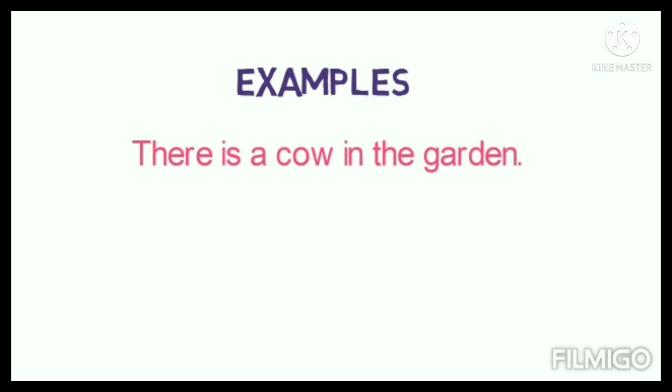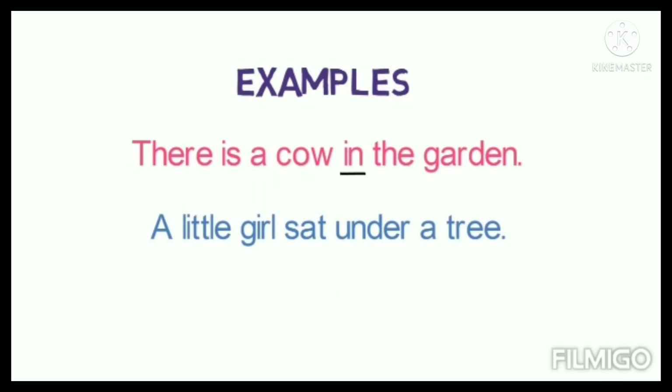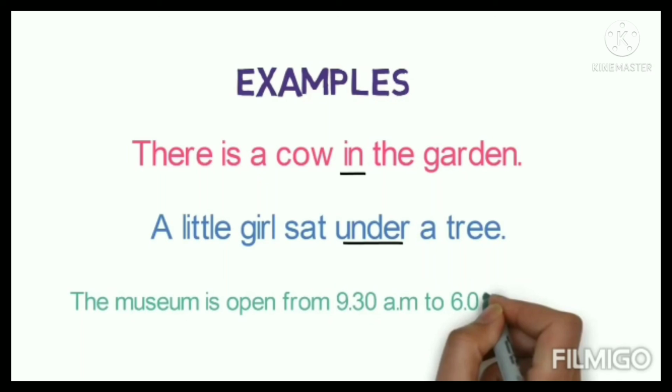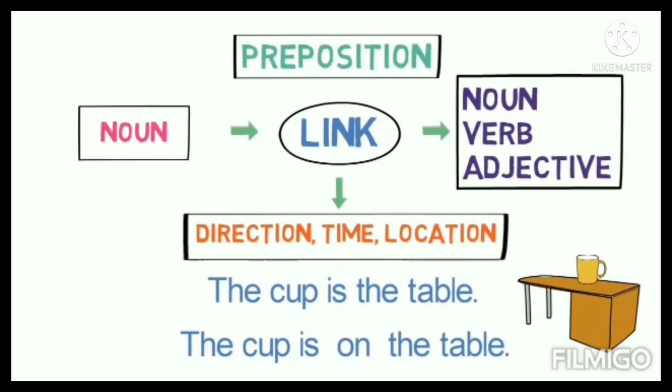Let's see some more examples of prepositions. There is a cow in the garden. Here in is the preposition which is showing where the cow is with respect to the garden. Let's look into another example. A little girl sat under a tree. Here, under is a preposition which shows us where the girl is sitting. Let's look into one more example. The museum is open from 9:30 am to 6 pm daily. Here, from is used to define the timing of the museum. So, a preposition is a word used to link nouns or pronouns with other words in the sentence.